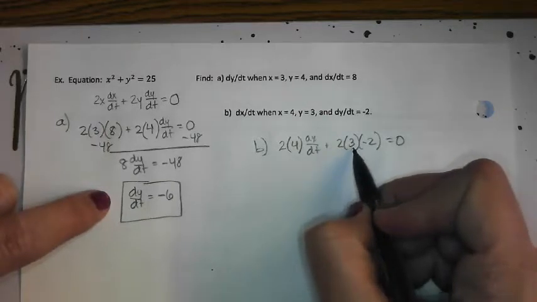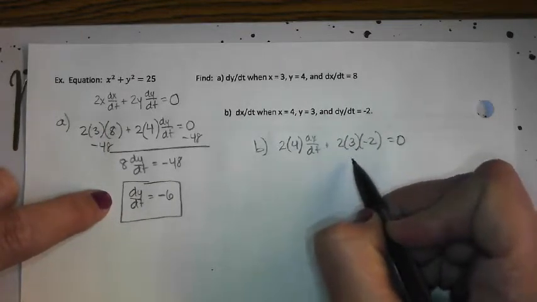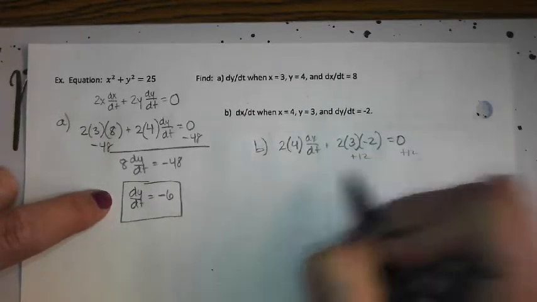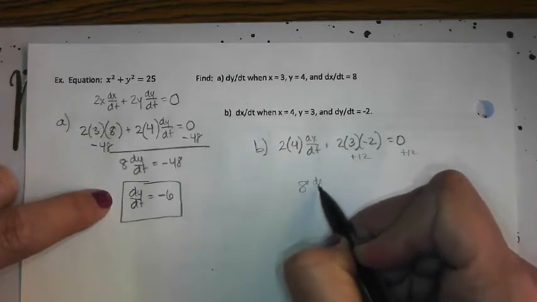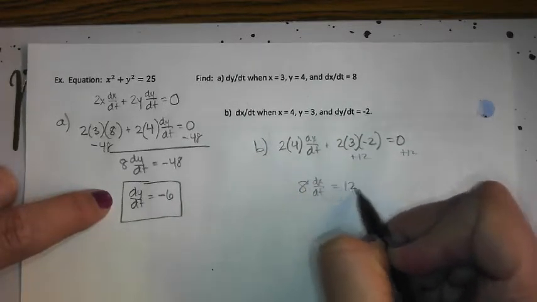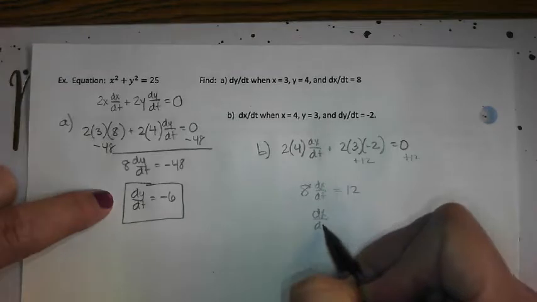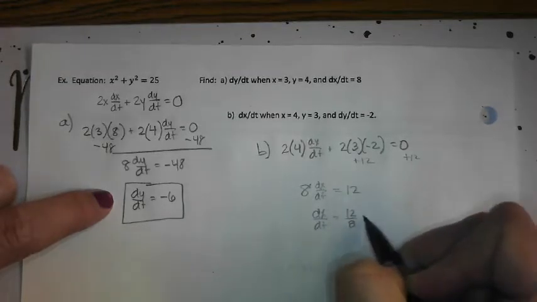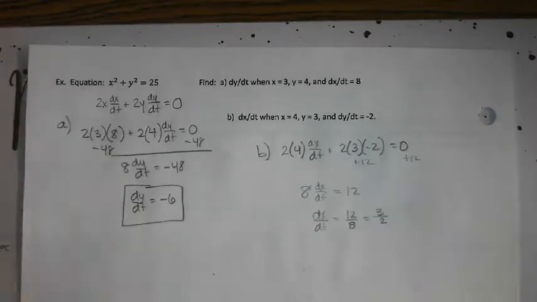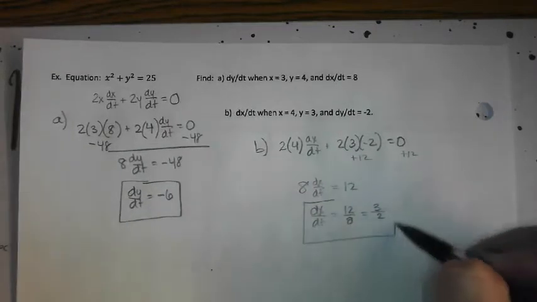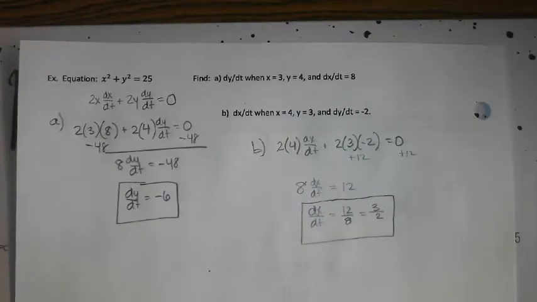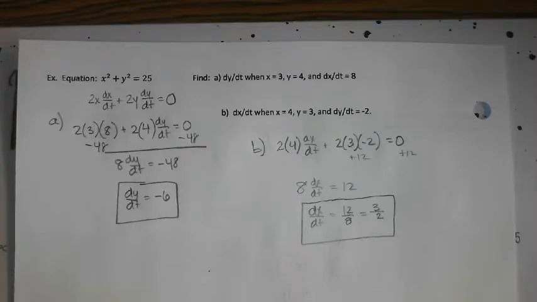Negative 4 times 3 is negative 12. So if I add 12 to both sides, I get 8 dx/dt equals 12. There we are. Okay? Not bad, just getting used to everything happening with respect to t.